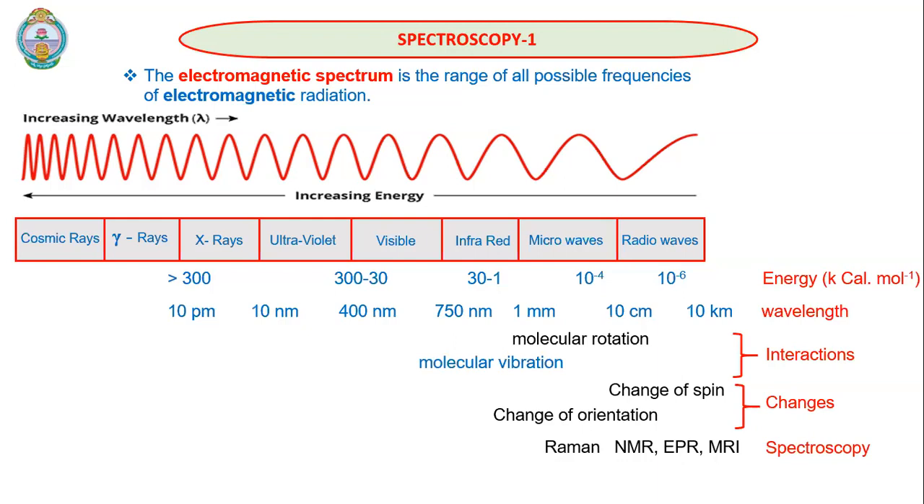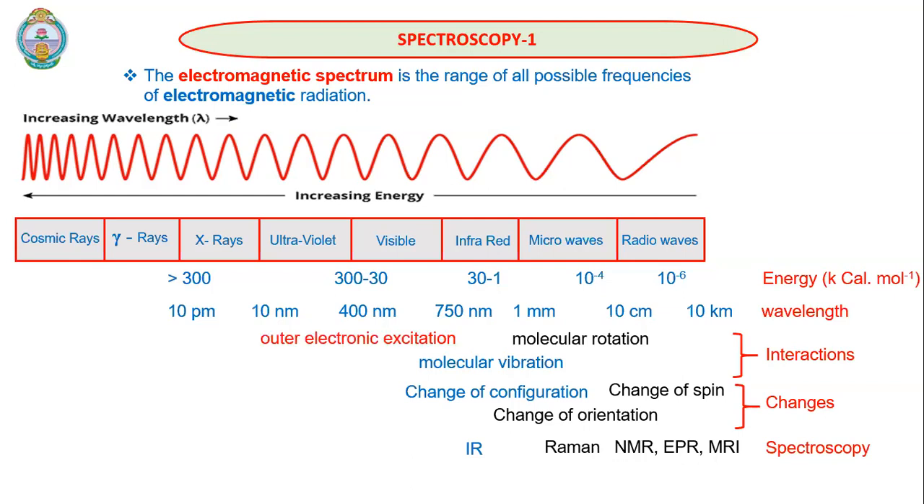When we allow infrared radiations to fall on a sample, because of its higher energy than microwaves, apart from molecular rotations, it will also cause molecular vibrations. That means it will cause vibrations of the bonds. Because of the molecular vibrations, the configuration of the molecule will change. So the spectroscopy which uses infrared radiation is called infrared spectroscopy.